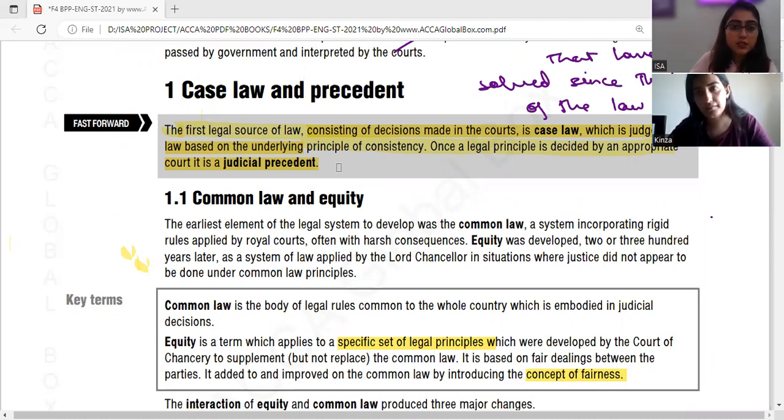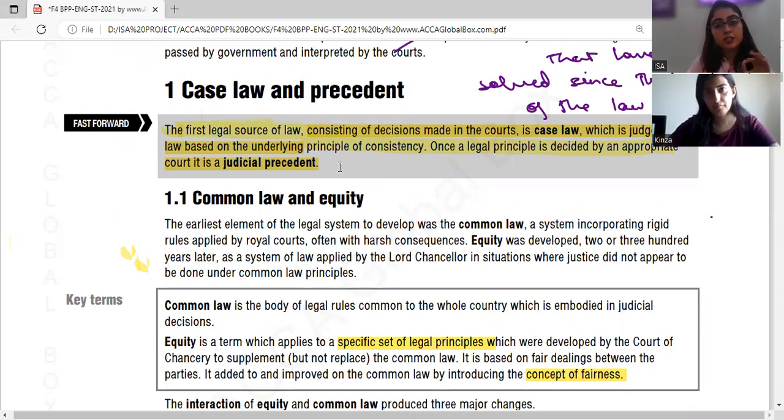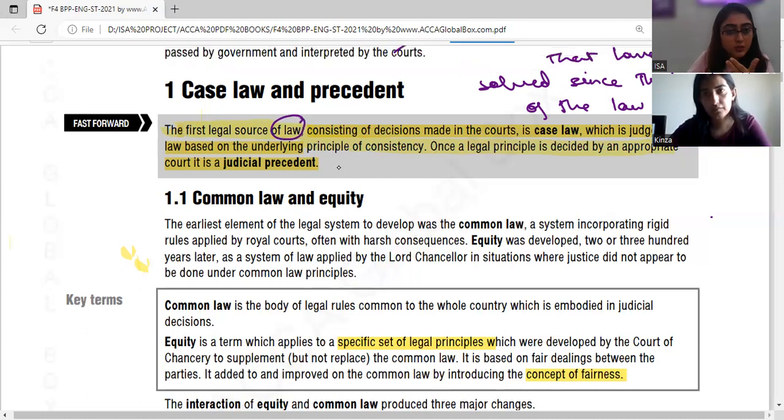As we discussed, the first legal source of law. First legal source of law means what? That the first place any person who is having difficulty in understanding the law or interpreting the law or making the law, where will he look? He will look into the case law. He will refer to the case law, asking what does the case law say? What does this book say? Does this book have any case which is similar to my case?